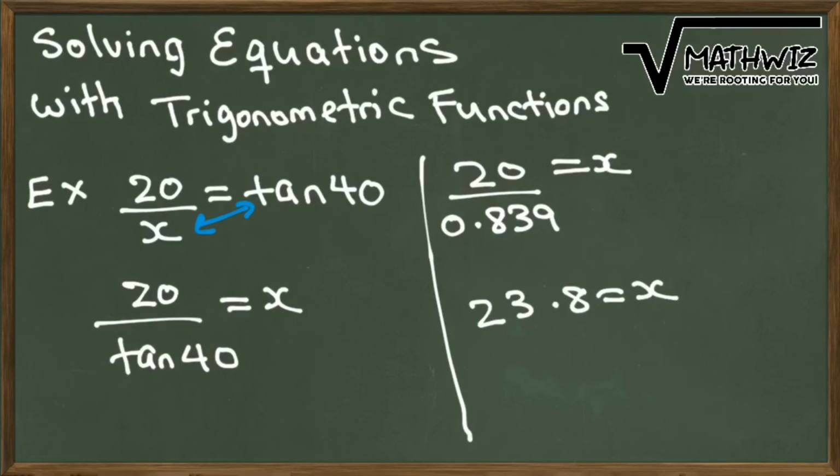So again, the x goes up top, the tan 40 comes below, and then we put tan 40 into the calculator to get 0.839, and then we say 20 divided by 0.839 is 23.8.